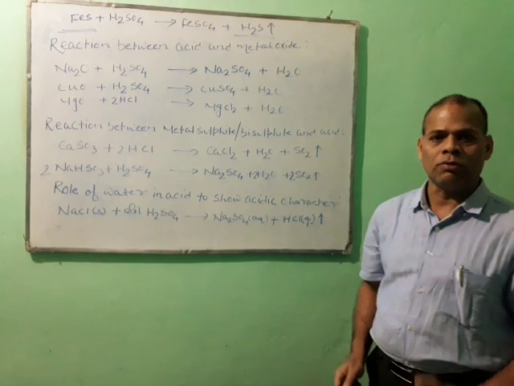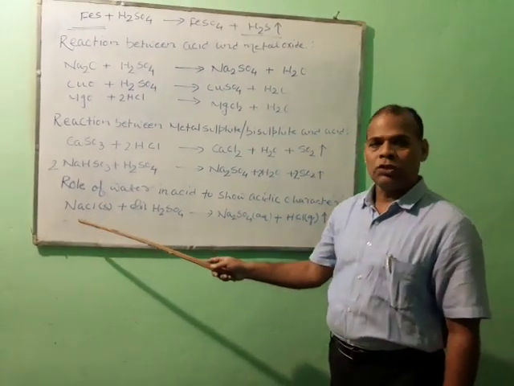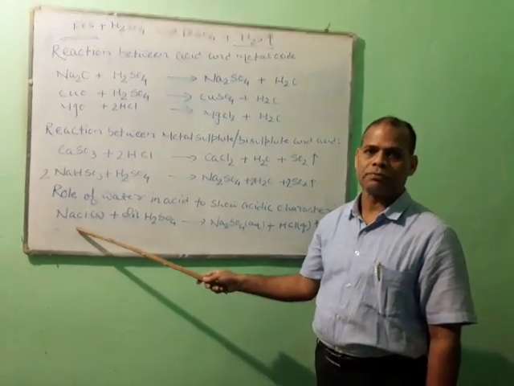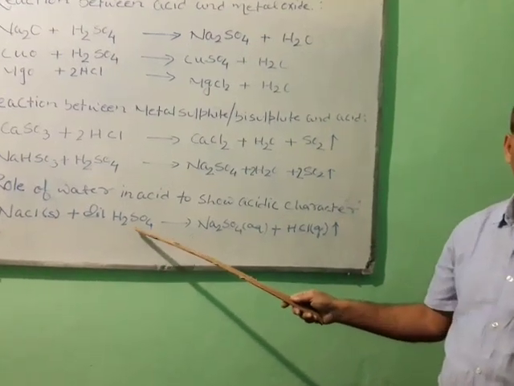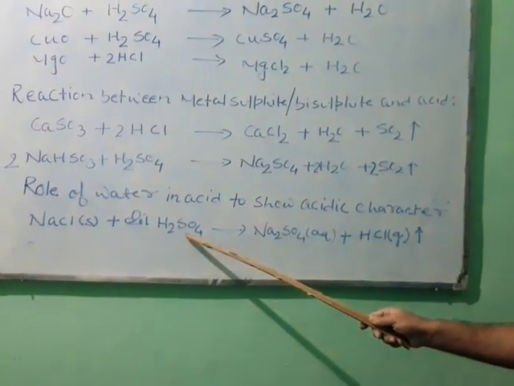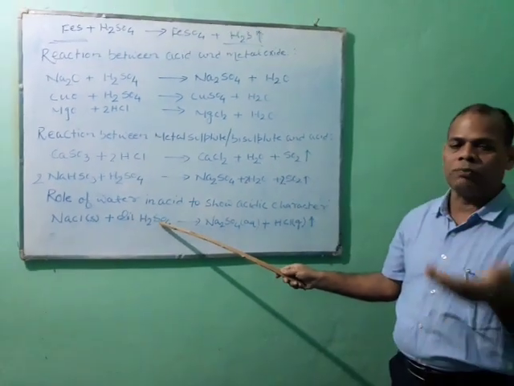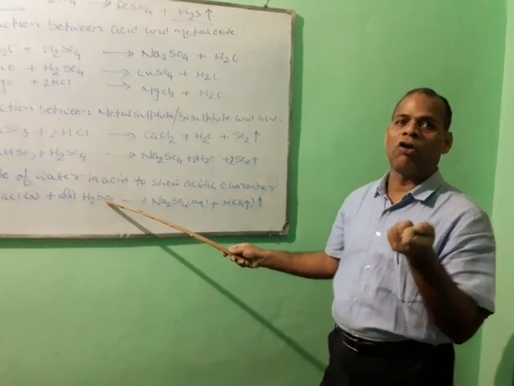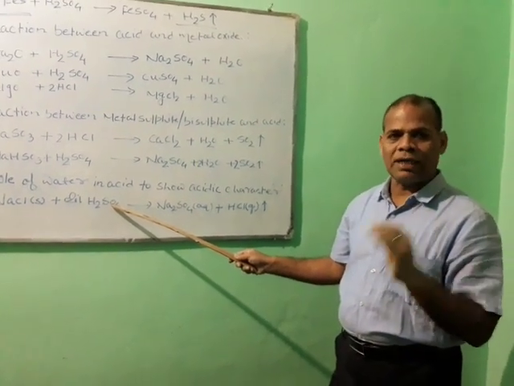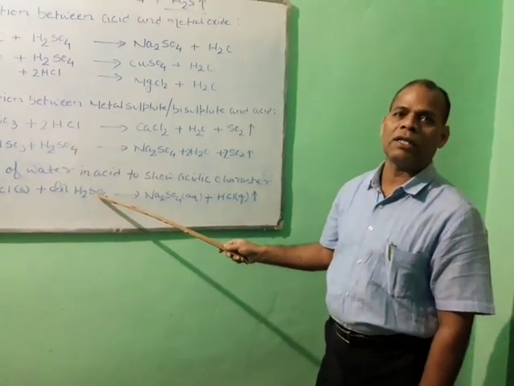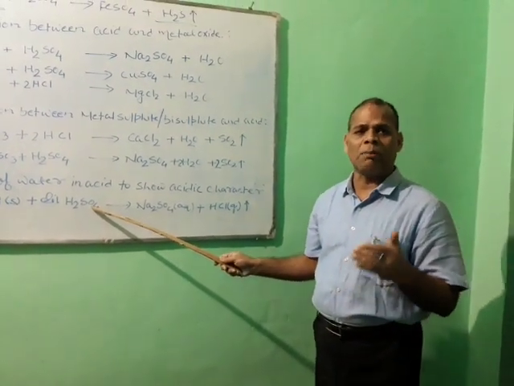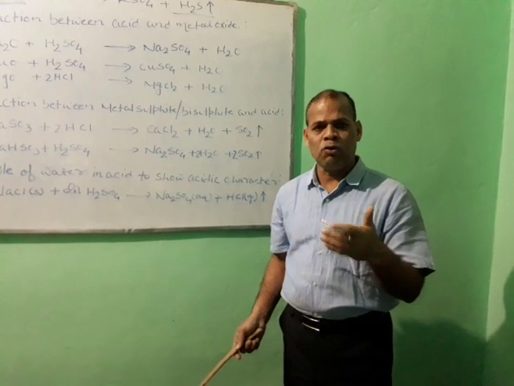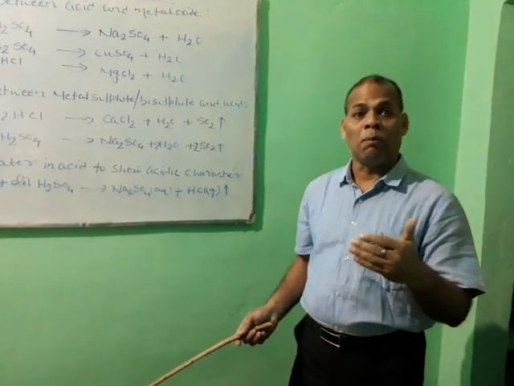Take a test tube. In the test tube, take a few solid crystals of sodium chloride and add a little amount of dilute sulfuric acid. As you add the dilute sulfuric acid, you will observe that a gas starts to evolve. Now bring dry blue litmus paper near the mouth of the test tube. Then you will observe that the dry blue litmus remains blue itself.